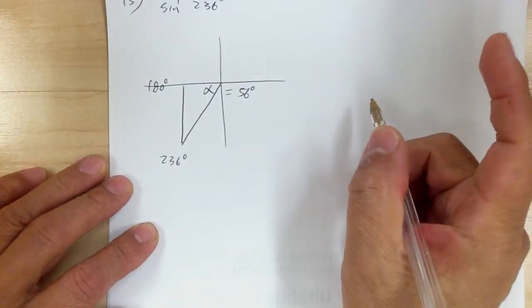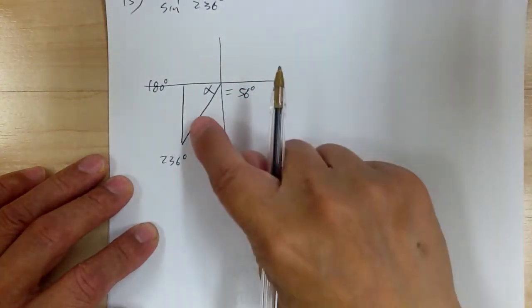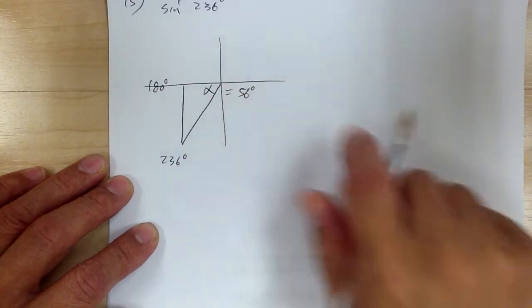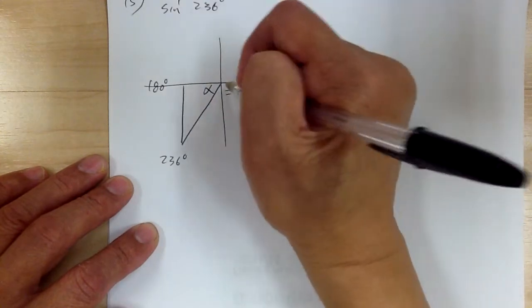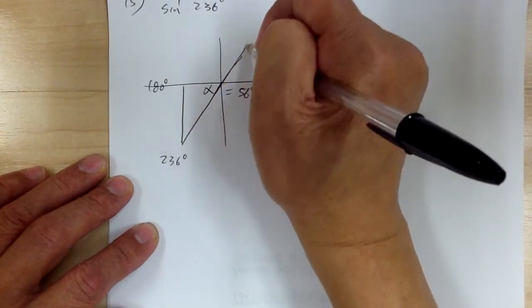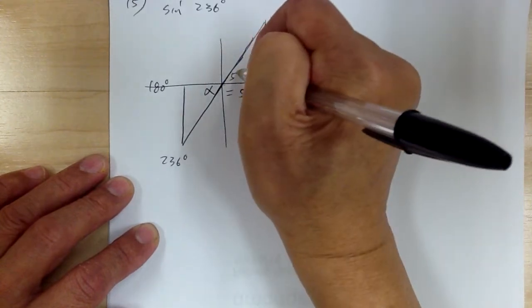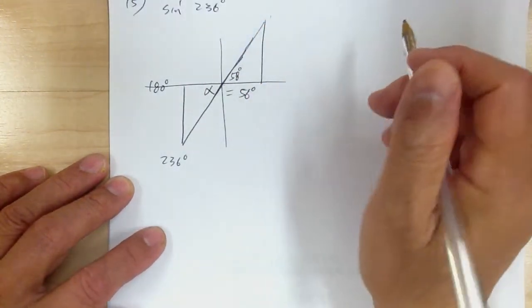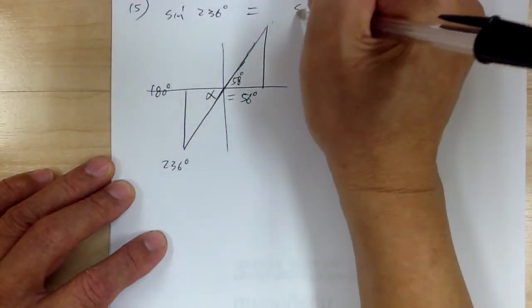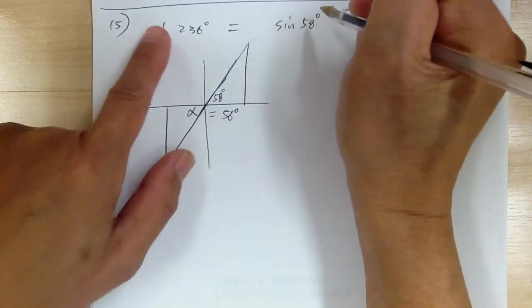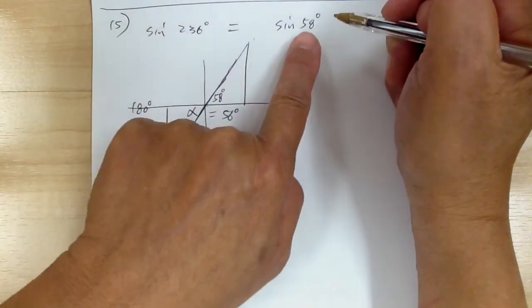Because you're looking for an acute angle, you need to transfer this to quadrant 1. All you have to do is draw a straight line, and it's your 58 degrees. So this is going to become 58 degrees. You want to transform this into an acute angle.